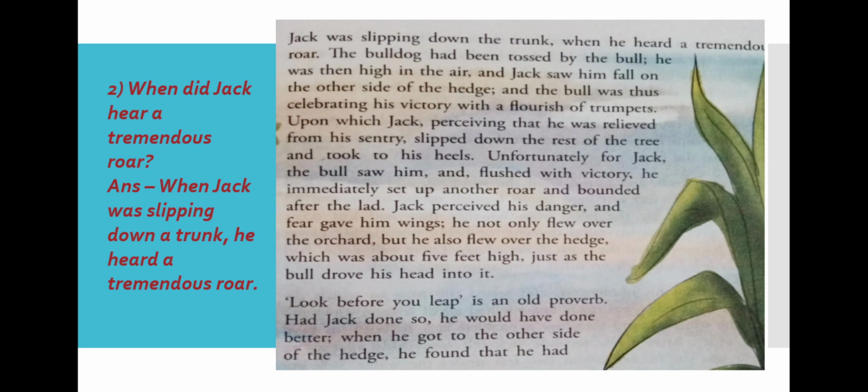Unfortunately for Jack, the bull saw him. It was bad luck for Jack. The bull saw him and, flushed with victory, he immediately set up another roar and bounded after the lad. Now the bull gave one roar and started following Jack. Jack perceived his danger. Jack understood that danger was there and fear gave him wings. He was very afraid and started running very fast.